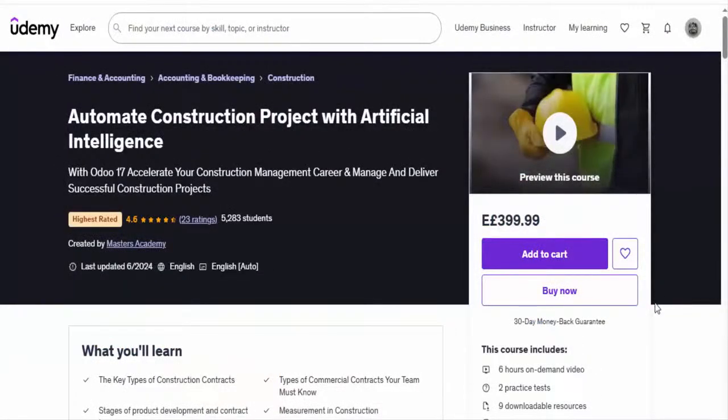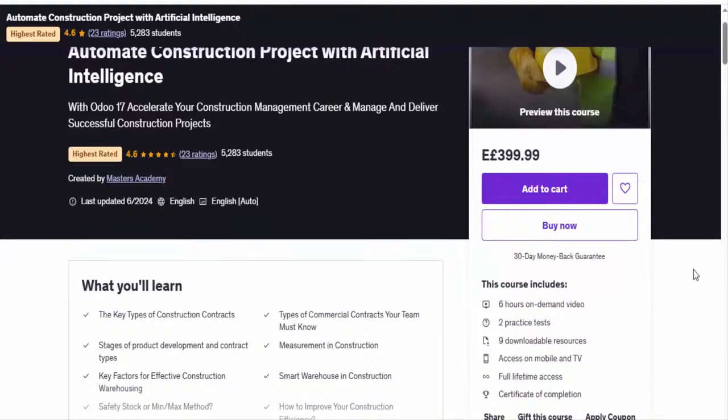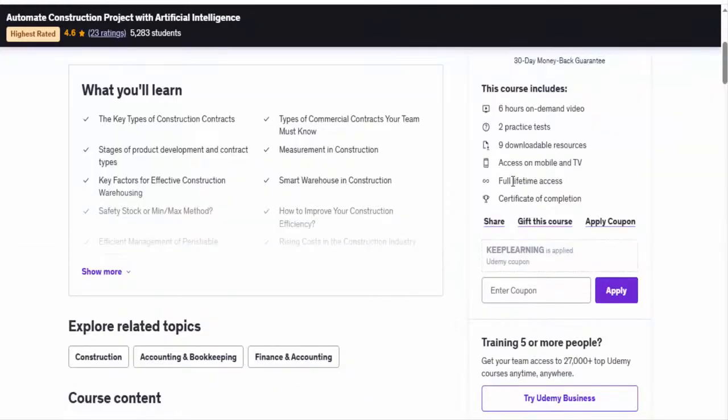Automate construction project with artificial intelligence. With Odoo 17, accelerate your construction management career and manage and deliver successful construction projects.